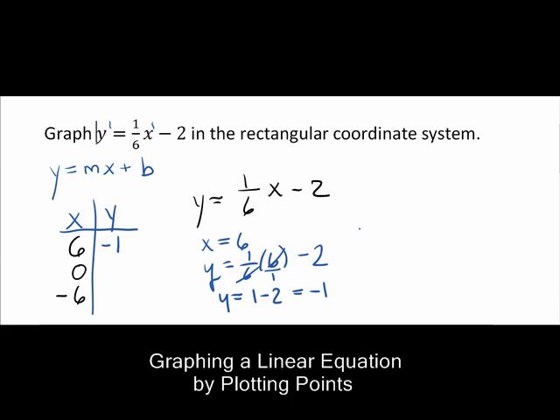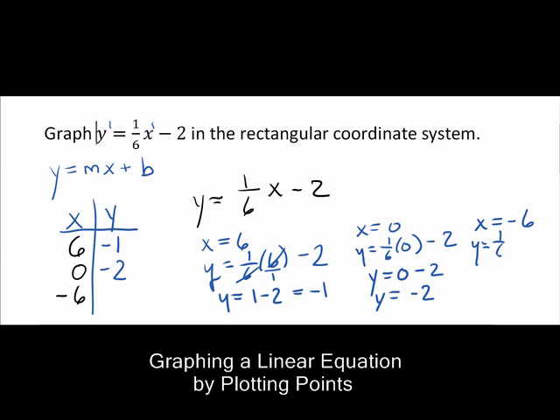Now let's plug in x equals 0. So we have y equals 1/6 times 0 minus 2. Anything times 0 is 0, so y is 0 minus 2, or just -2. My second y coordinate is -2. Now let's plug in x equals -6. So we have y equals 1/6 of -6 minus 2. The only difference between 1/6 of 6 and 1/6 of -6 is the sign. It's going to be a negative when you multiply two different signs. So -1 minus 2 gives us a y value of -3.